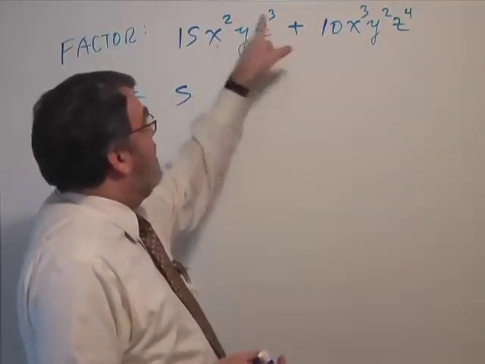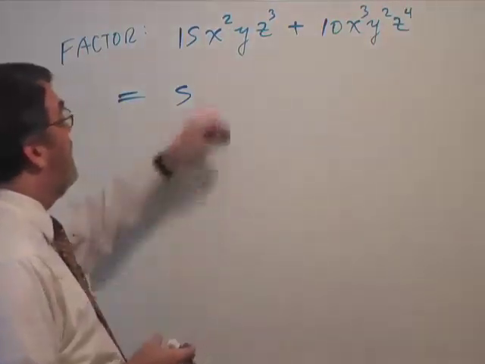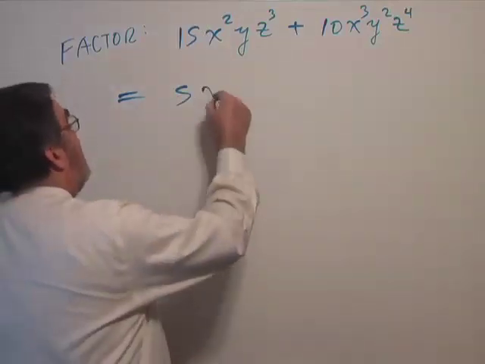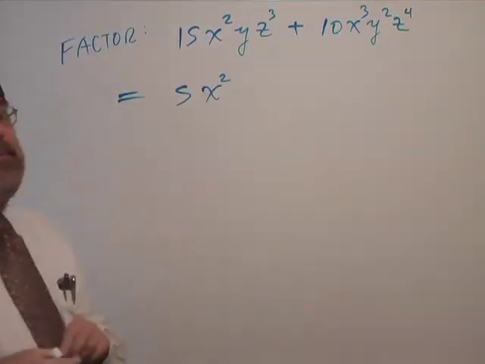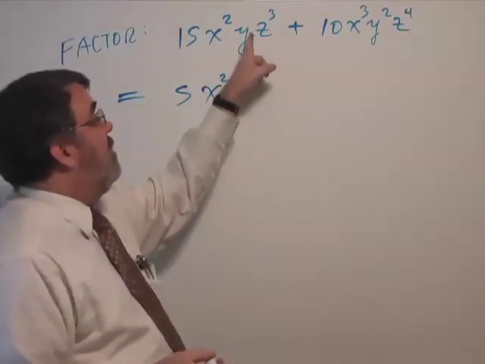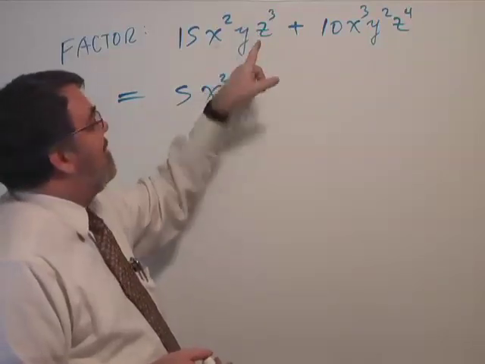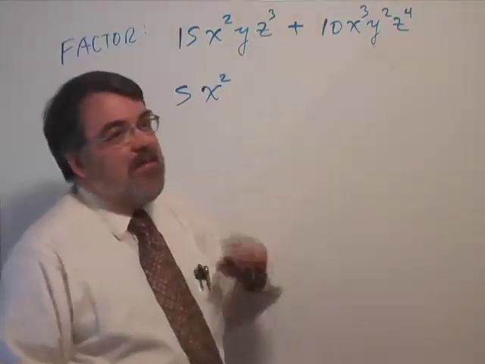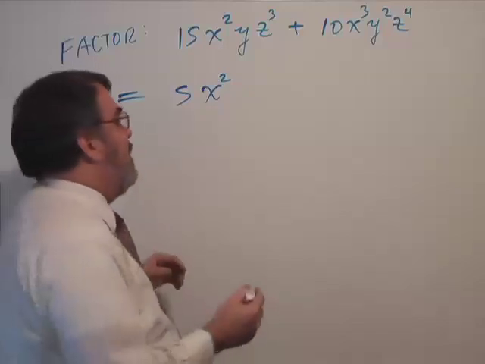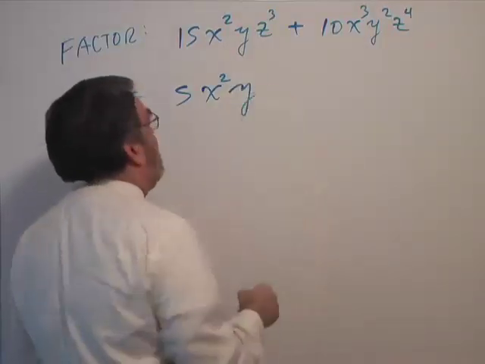It's always the smallest common power. And so that would be 2. x² factors out. How about y? We have y to the first power and y to the second power, so the smallest power is y to the first power. I can factor out y.